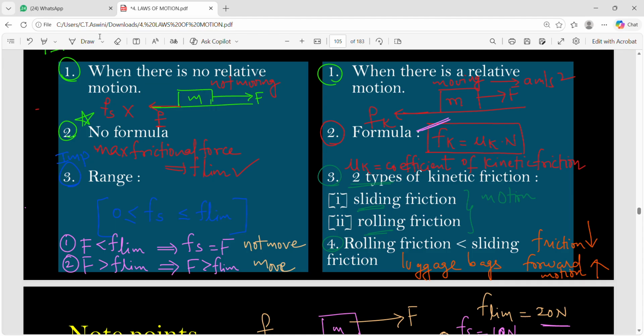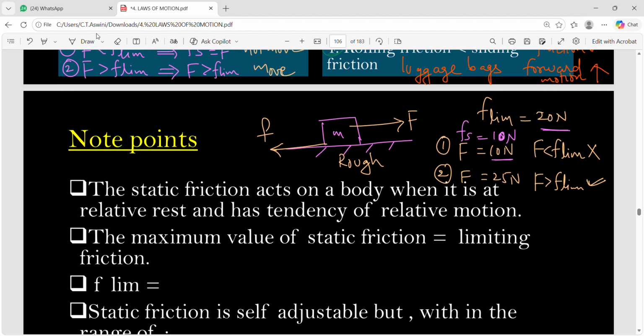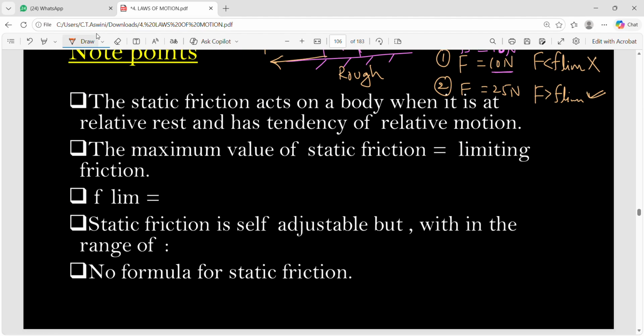Static friction doesn't have any formula. Limiting friction has the formula, kinetic friction has the formula. Then how do you know the value of static friction? For that, you have to consider two cases. If F is less than F limiting, static friction is nothing but the external force only. If F is more than F limiting, then use the formula of kinetic friction. Clear? So just go through these note points, what we have discussed so far.